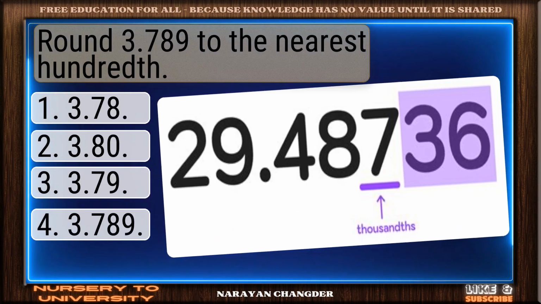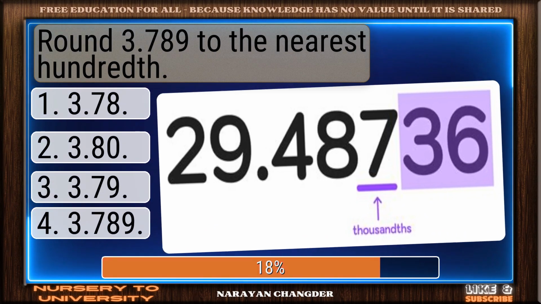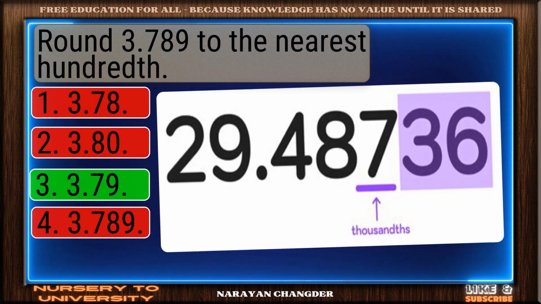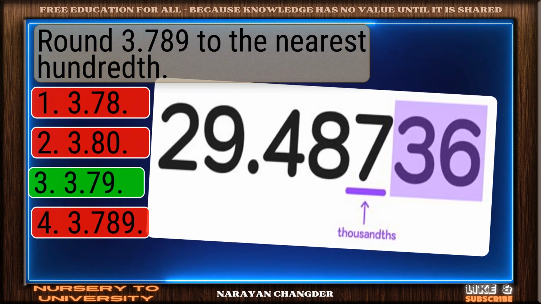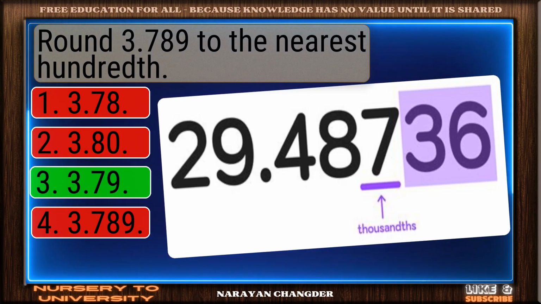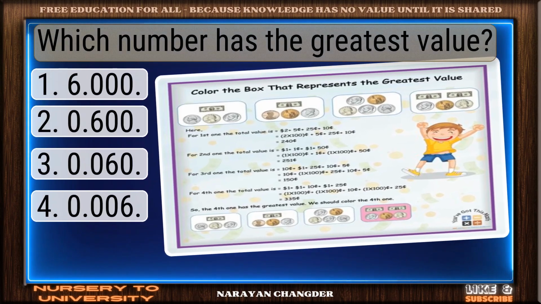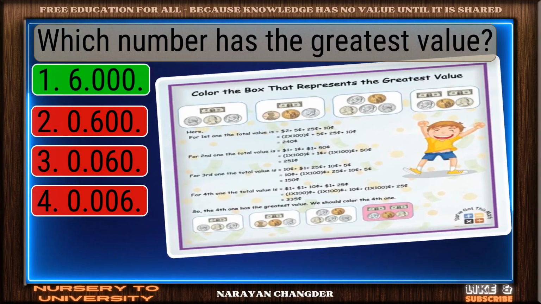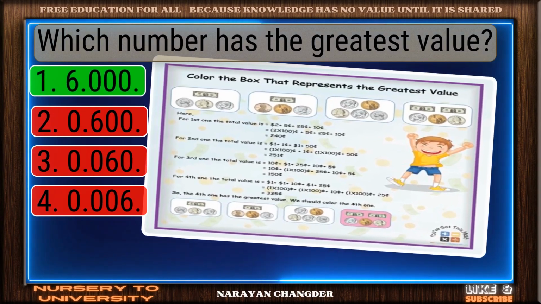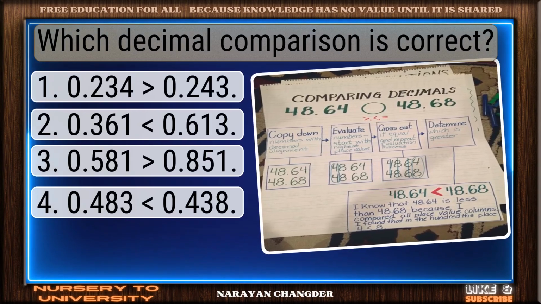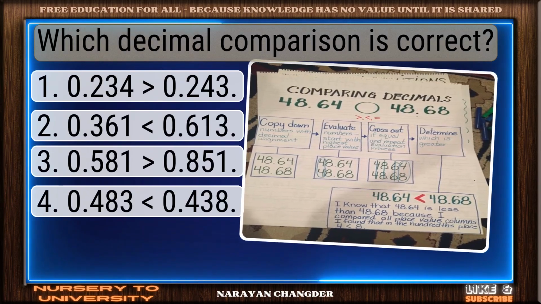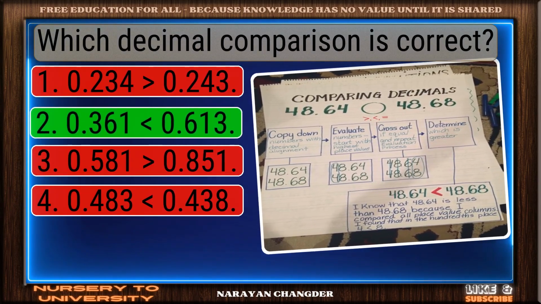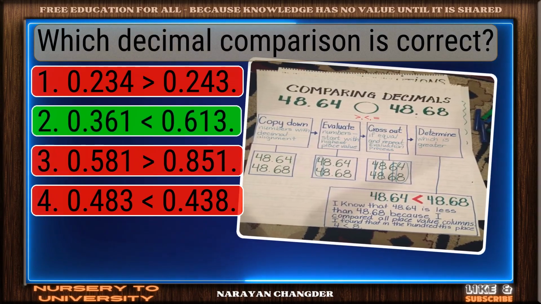Round 3.789 to the nearest hundredth. Clear logic. Your choice 3.79 is sound and 100% true. Which number has the greatest value? Smart move. 6,000 is an accurate answer. Which decimal comparison is correct? Excellent. 0.643 is a brilliant choice.